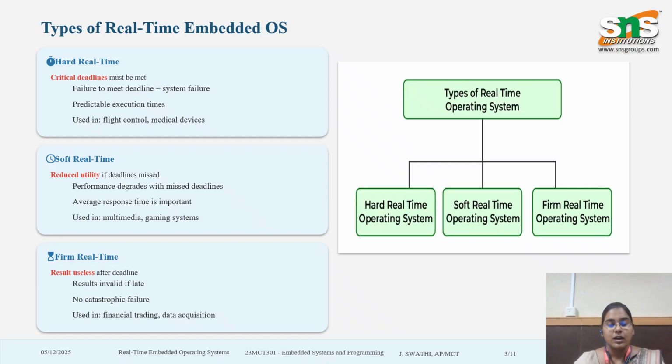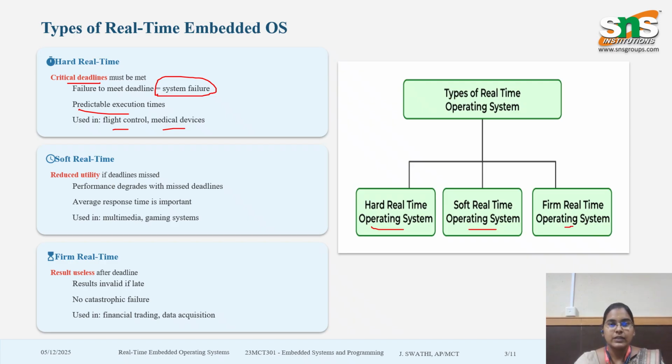So it is not suitable for time-insensitive cases. Next is hard real time, with critical deadlines. Here, failure to meet the deadline is equal to system failure. We have predictable execution times, and it is mainly used in flight control and medical devices. So basically we have hard real-time, soft real-time and firm real-time RTOS.